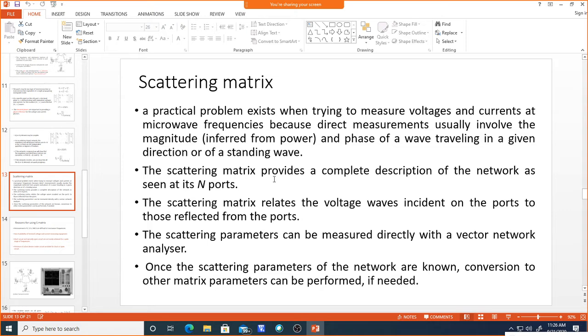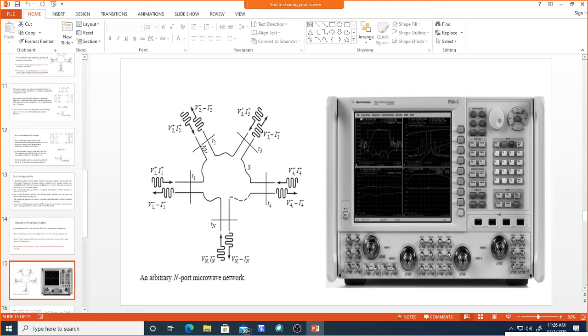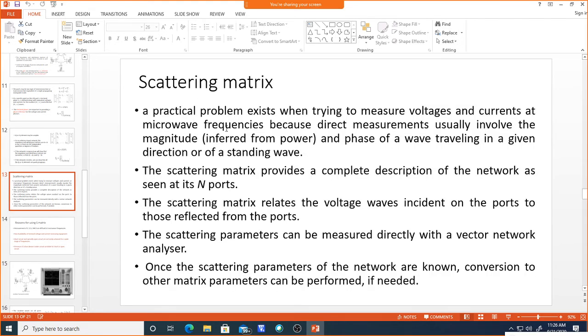Now the scattering matrix provides a complete description of the network seen at its n ports. If you are looking at n ports, from all the ports you can calculate the incident voltage and reflected voltage, and at each and every port we can see the port characteristics. That's why this S matrix is very useful, and it relates the voltage waves incident and reflected at the different ports. These scattering parameters can be directly measured using a vector network analyzer.